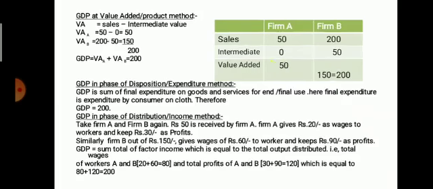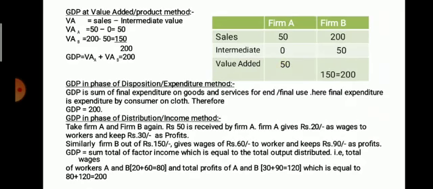The same is shown here. Again, VA is sales minus intermediate values. VA of A, that is the value added of firm A, is 50 minus 0 is 50. VA of B, the value added of firm B, is 200 minus 50 which gives 150. So 50 plus 150 gives 200. So GDP is equal to value added of firm A plus value added of firm B, which is equal to 200. This is the value added method.